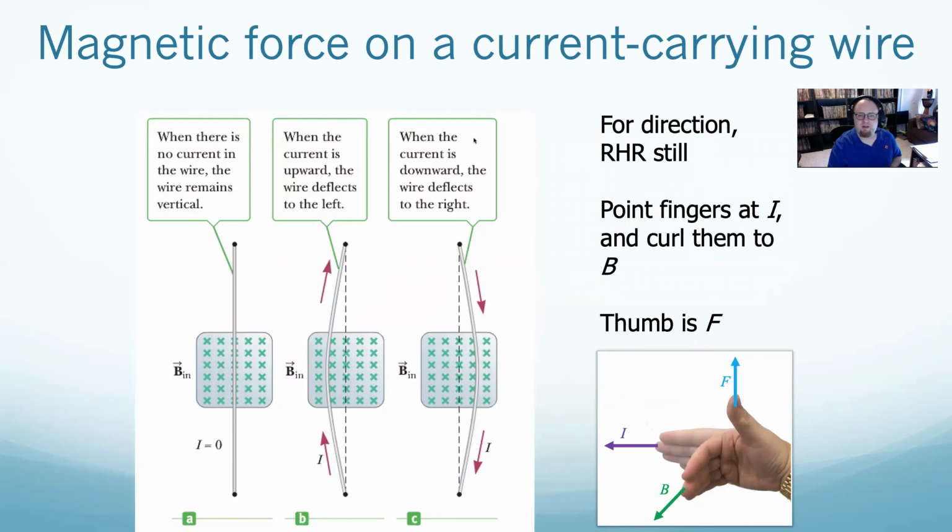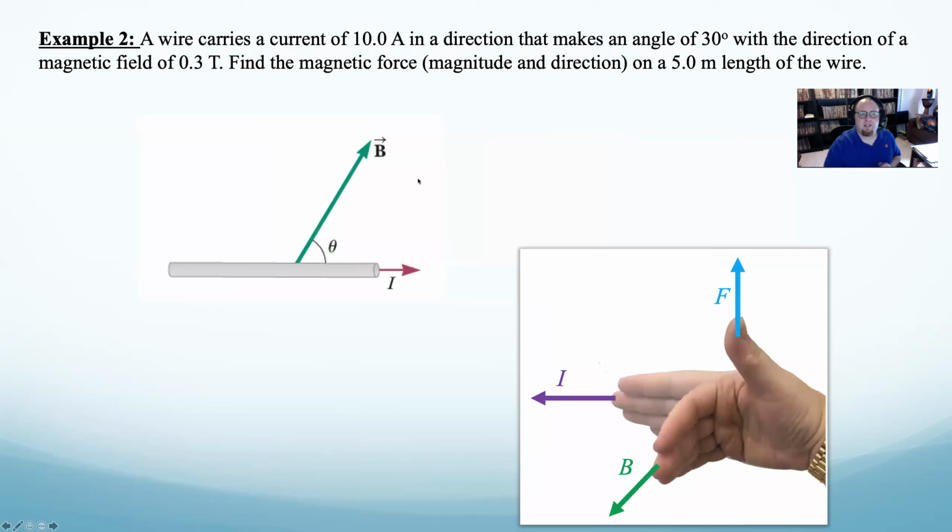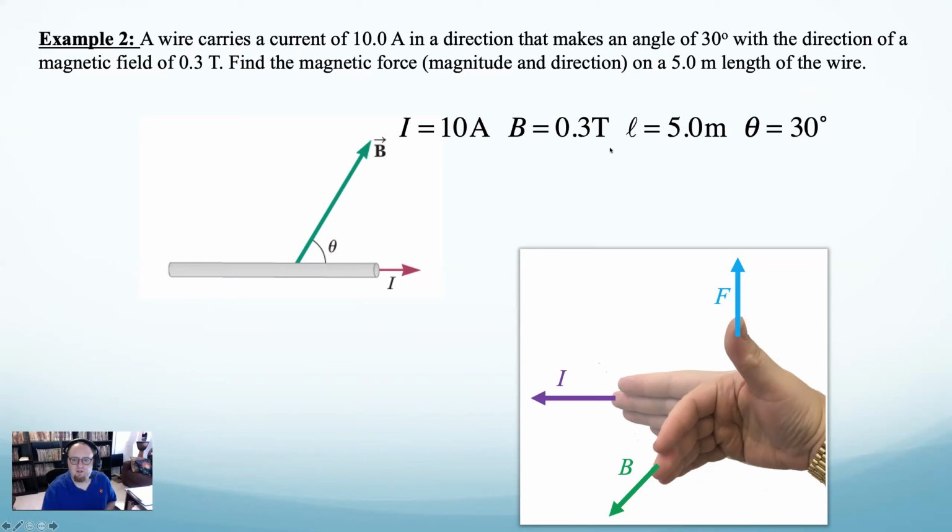So, quick example problem. Let's say a wire carries a current of 10 amps in a direction that makes an angle of 30 degrees with a magnetic field of 0.3 Tesla. I should watch my sig figs there. Find the magnetic force, magnitude and direction, of a 5-meter length of the wire. So I'm saying a current of 10 amps, a magnetic field of 0.3 Tesla, a 5-meter length, and an angle of 30 degrees.